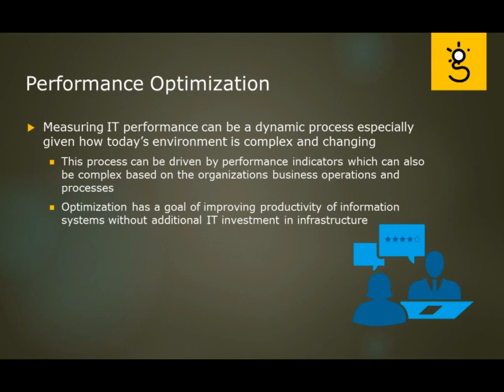Measuring your IT performance can be a dynamic process, especially when we think about how today's environment is complex and always changing. A process can be driven by performance indicators, and those can also be complex based on the types of business operations and processes that we have out there. Optimization is the goal of improving productivity of information systems without having to add additional IT investments and infrastructure. So you might say, all right, I get it. You're telling me that it might be tough to look at a process and measure its performance.